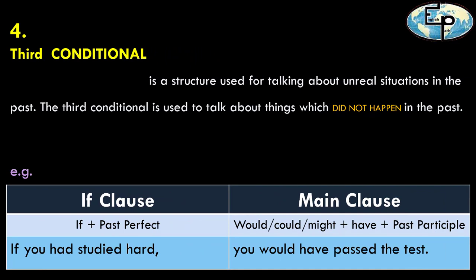Number 4. Third conditional is a structure used for talking about unreal situations in the past. The third conditional is used to talk about things which did not happen in the past. For example, if clause: if plus past perfect; main clause: would, could, or might plus have plus past participle. If you had studied hard, you would have passed the test.